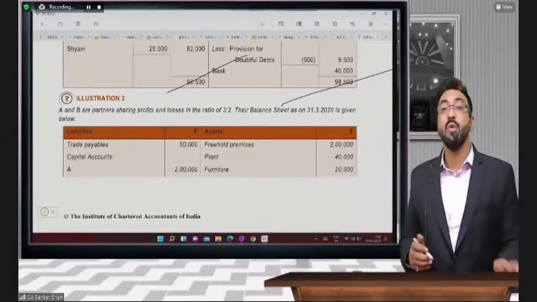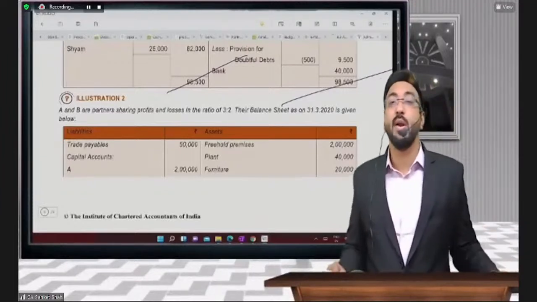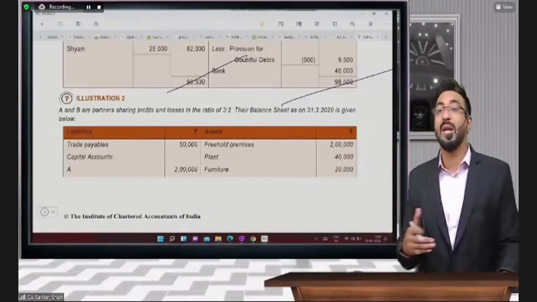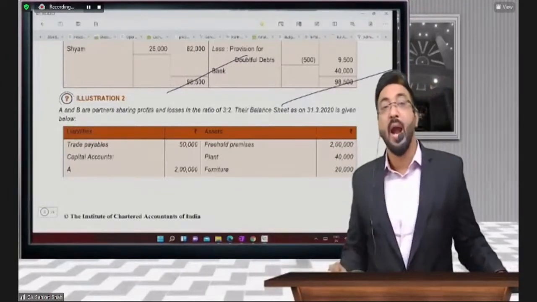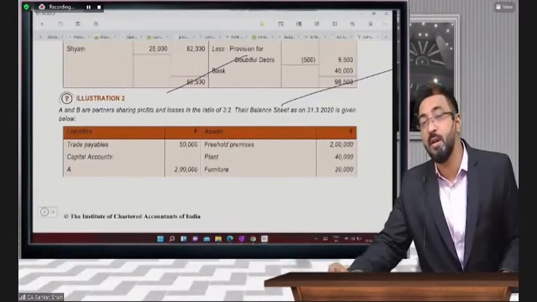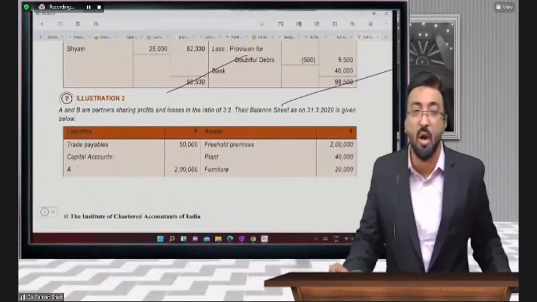After that, we have seen what revaluation and memorandum revaluation are in the last session. Revaluation account means your assets and liabilities values are going to change. And if you don't want to change your assets and liabilities values, it is called memorandum revaluation account, in simple language.